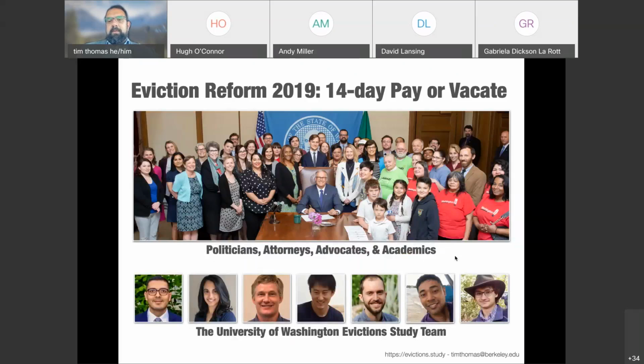Just to show what the impact of this research is beyond scholarly interest, we were able to use this during the legislative session in 2019 to help change the 14-day pay or vacate period. But it's not just a scholarly endeavor. It requires a coalition with attorneys, legislators, and advocates to make this kind of change. But what was encouraging about it was how open and how successful this effort was, because the research helped provide a backbone to try and make this kind of change.